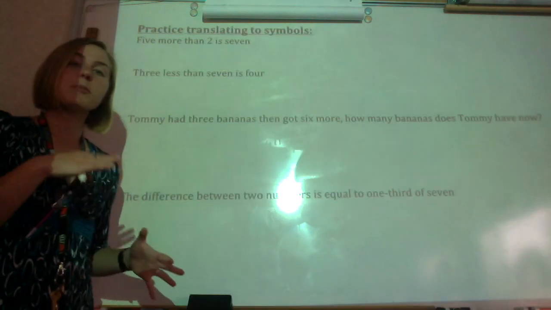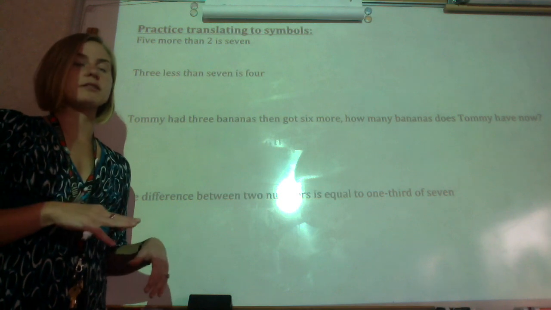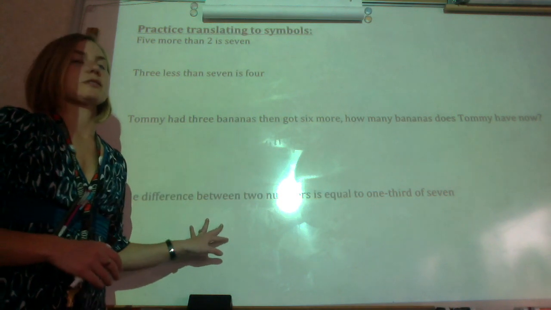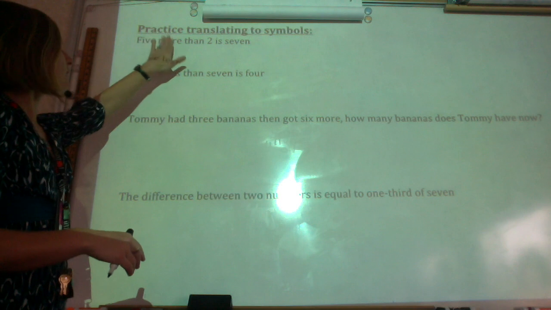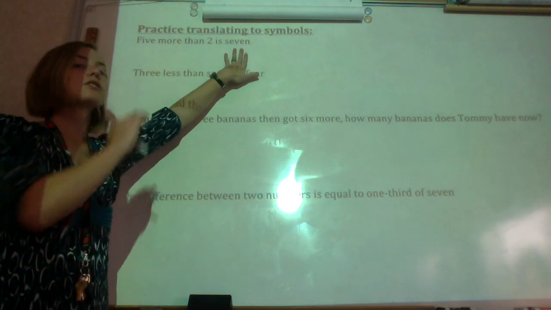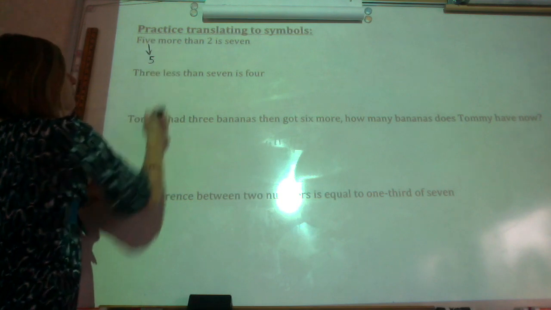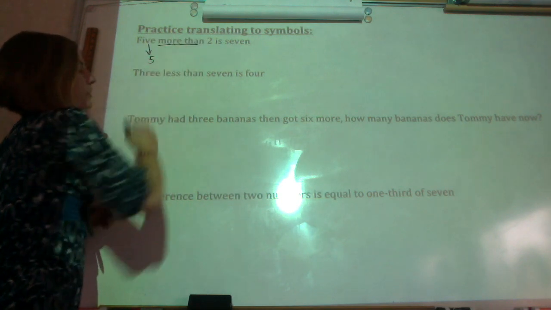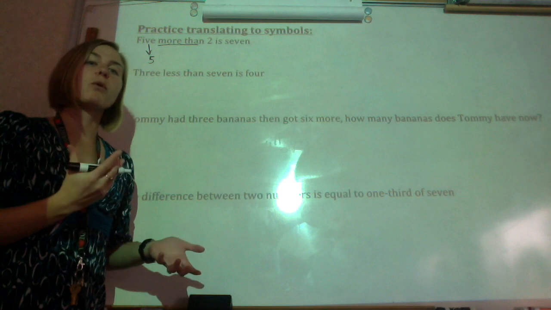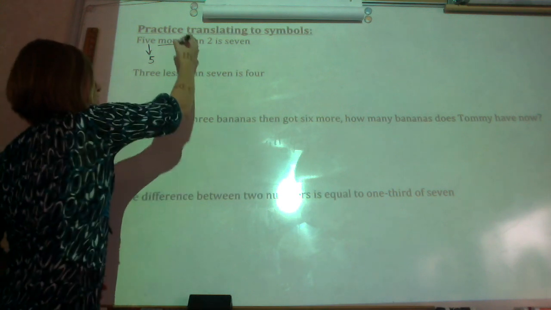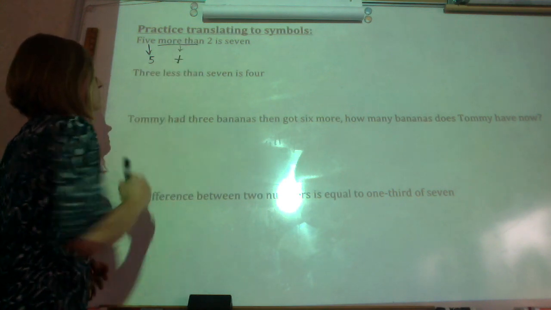So now let's actually take a look at doing some examples. We're going to start with a couple easy examples of translating into symbols, and then we'll do a couple tougher ones as well. The first one says 5 more than 2 is 7. So let's just do a direct translation. 5 obviously means 5. More than, if we look back up at top, we know that more than meant addition. So that's going to translate into plus.